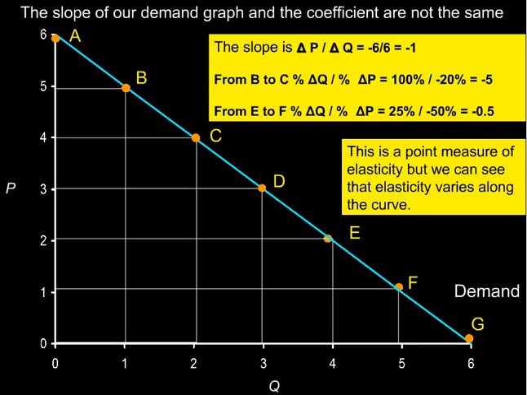And so what we find is there is a real difference between the slope of the demand graph and the elasticity coefficient, because it depends on where you start from on the demand curve. At the upper end of the demand curve, in fact from points just above D to A, we've got elastic demand, and from points just below D to G, we've got inelastic demand, and at point D, we've actually got elasticity equal to 1.